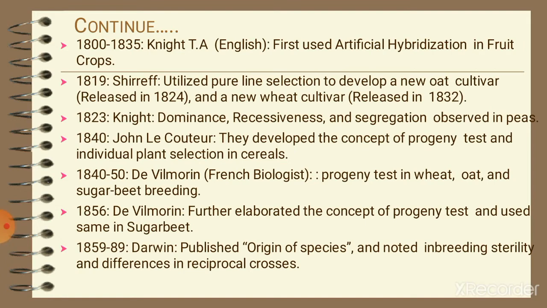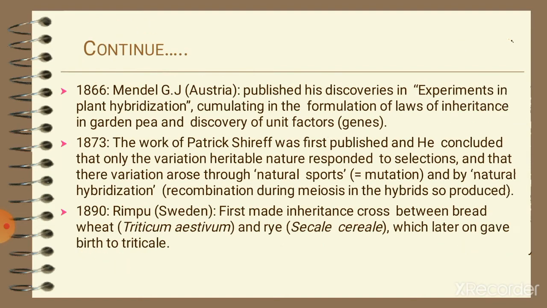In 1859 to 89, Darwin published Origin of Species and noted inbreeding, sterility and differences in reciprocal crosses. In 1866, G.J. Mendel from Austria published his discoveries in experiments in plant hybridization, culminating in the formulation of laws of inheritance and the discovery of unit factors. Nowadays we call them genes.